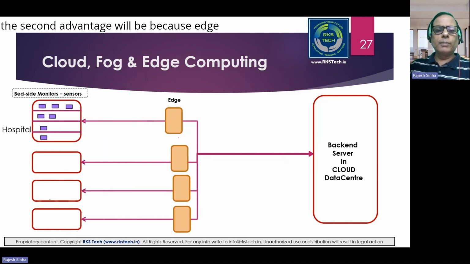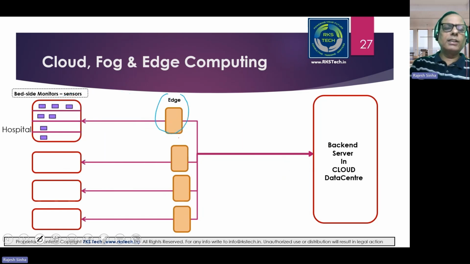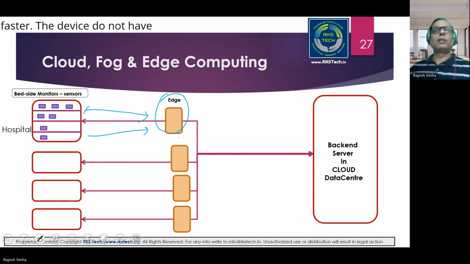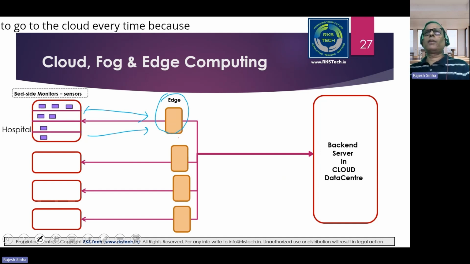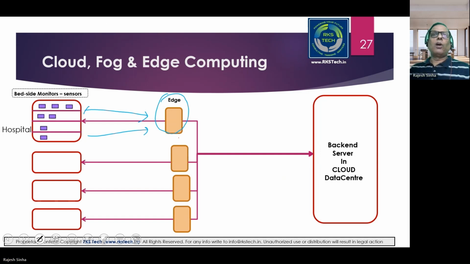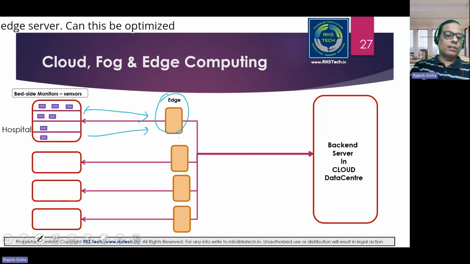The second advantage will be because edge is in closer proximity to all the devices, the communication will be faster. The devices do not have to go to the cloud every time, because the cloud server may be somewhere in a different city or maybe a different country also, right? So the edge server is there in the hospital itself, in closer proximity to all the devices, and therefore all the devices can do faster communication with the edge server.